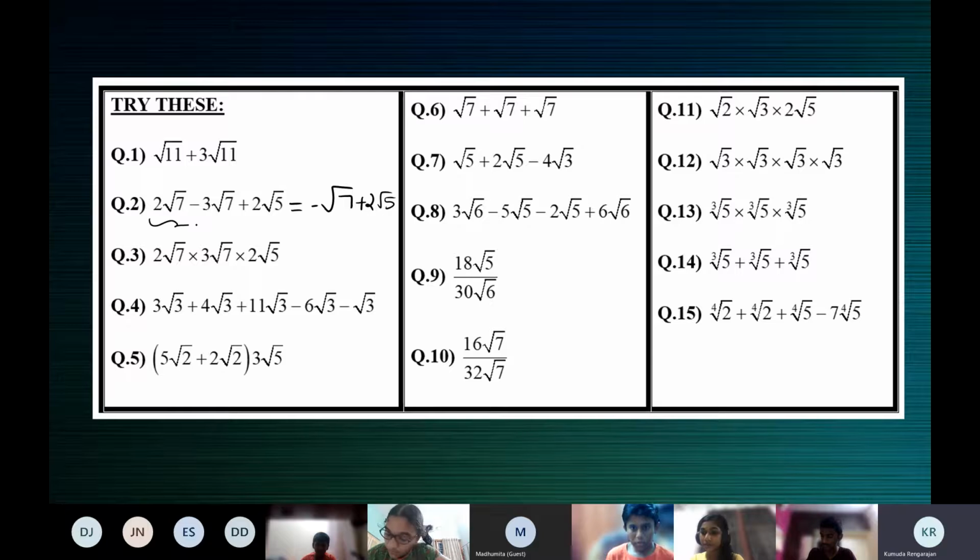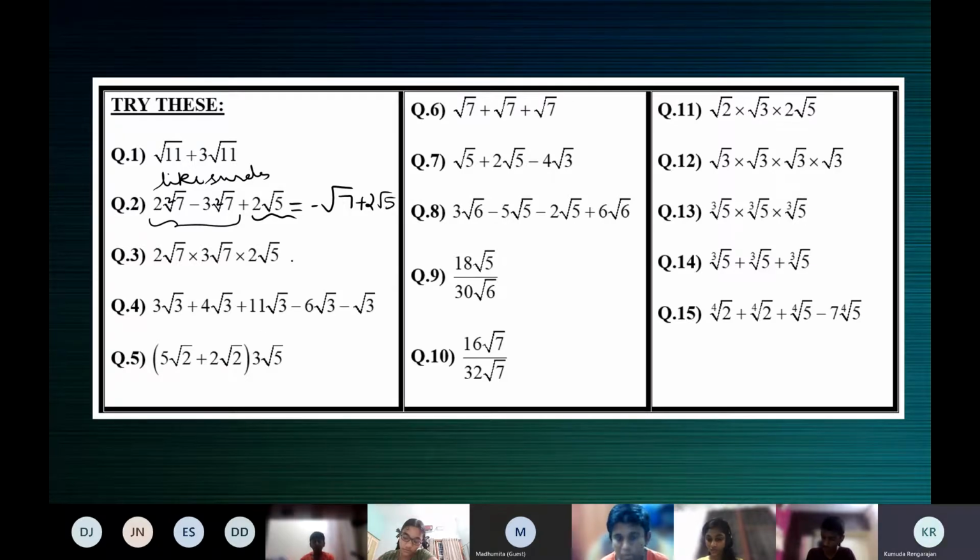Because only these two are like surds. Class must listen. Only these two are like surds. They're of the same order. 2 is the order of the surds. So only these can be simplified. Like 2x minus 3x is minus x, here it is minus root 7, and this one as it is. So that's the answer for the second one.